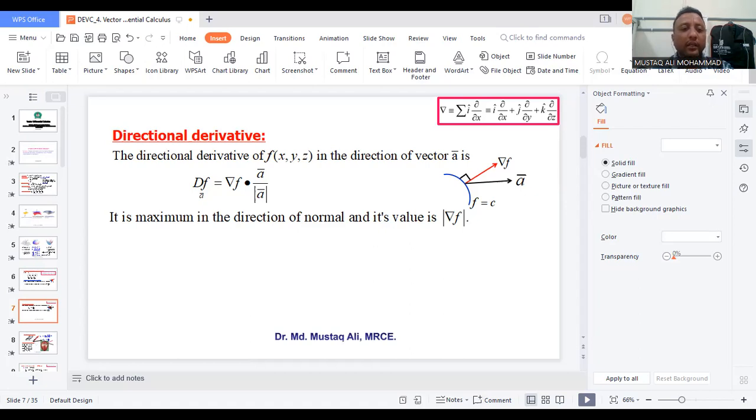Here del f dot a bar by magnitude of a bar is maximum in the direction of the normal, and its value is magnitude of del f. So the directional derivative has its maximum value in the direction of the normal, and its value is magnitude of del f.